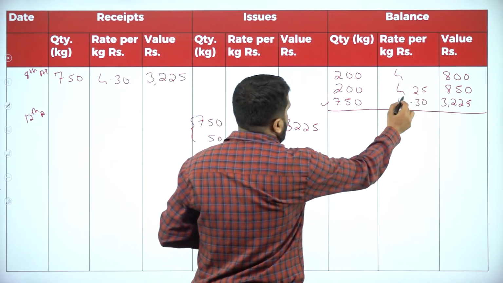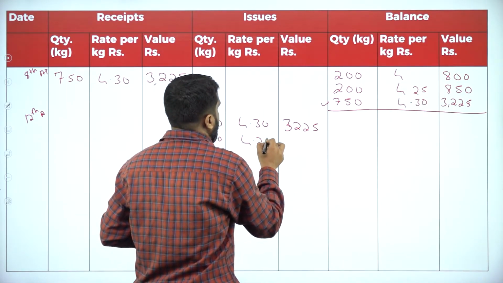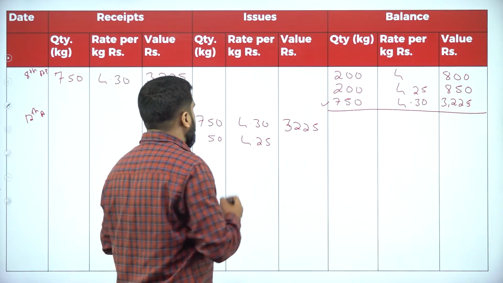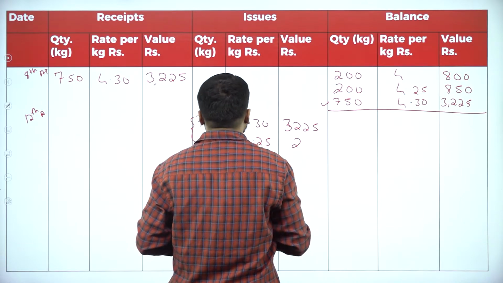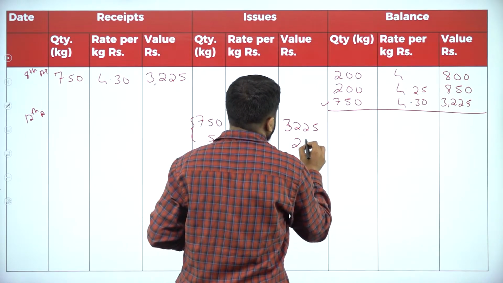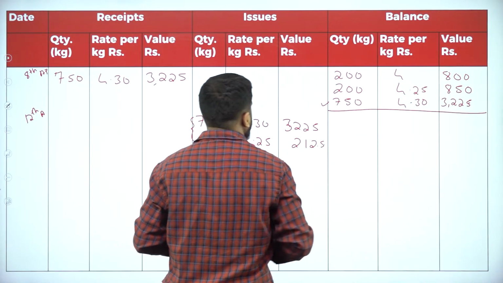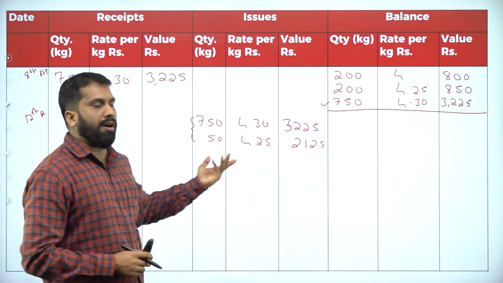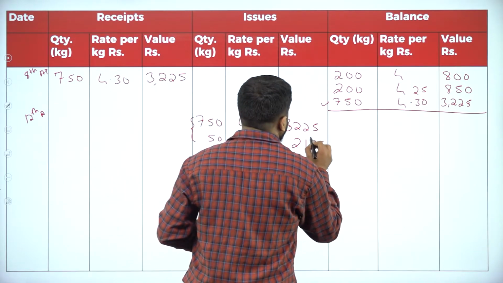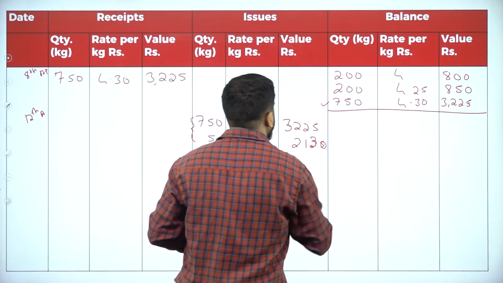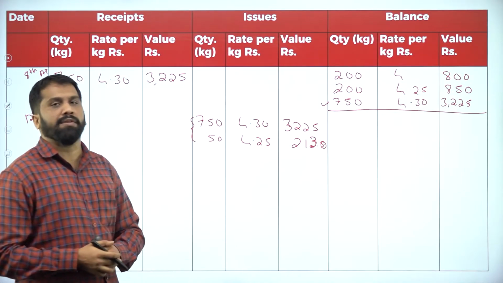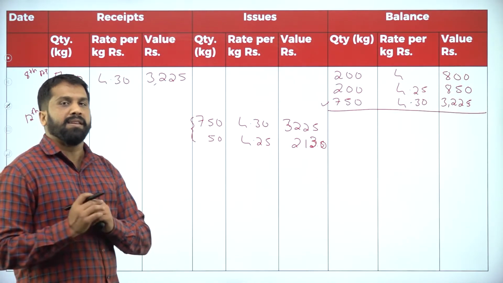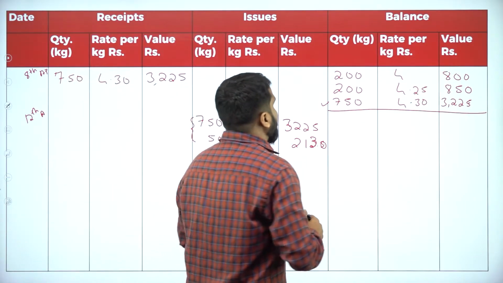Now, what is the value? 4.25. So, if you multiply, you will get around 212.5. So, 212.5, I'll round off to 213. So, it is actually 212.5. I made it 213. Clear? Yes.